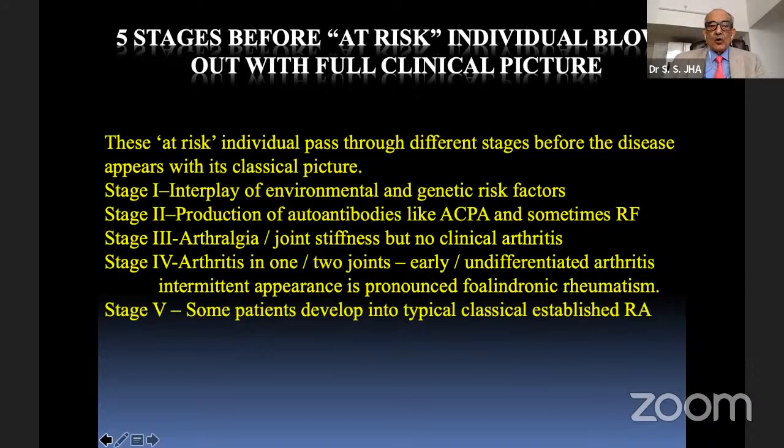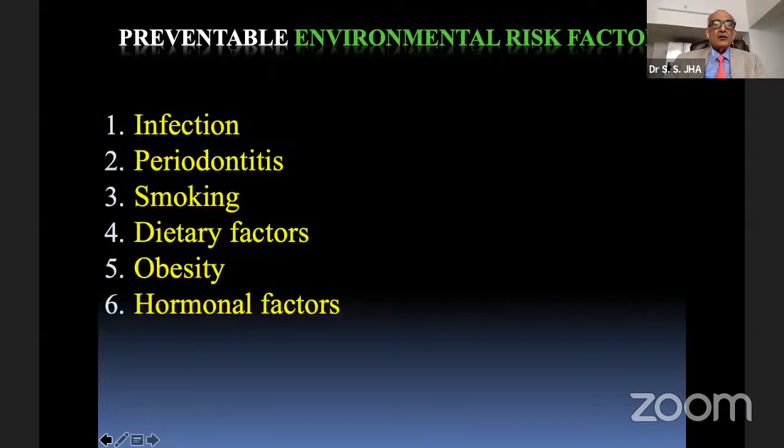Now, friends, I would like you all to go through the 5 stages before these at-risk individuals blow out with the full clinical picture. They pass through 5 classical stages. Number 1, interplay of environmental and genetic risk factors. Number 2, production of autoantibodies like ACPA and sometimes even rheumatoid factor. Stage 3, arthralgia or joint stiffness, but no real clinical arthritis. Stage 4, arthritis in 1 or 2 joints, also early undifferentiated arthritis, intermittently appearing, and pronounced as palindromic rheumatism. Stage 5, some patients develop typical established classical rheumatoid arthritis.